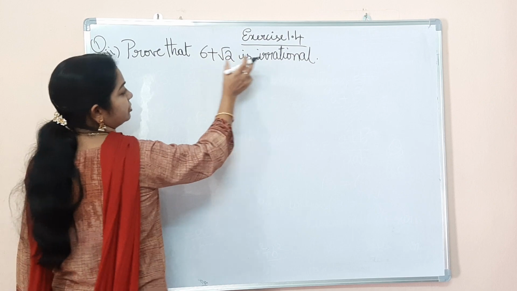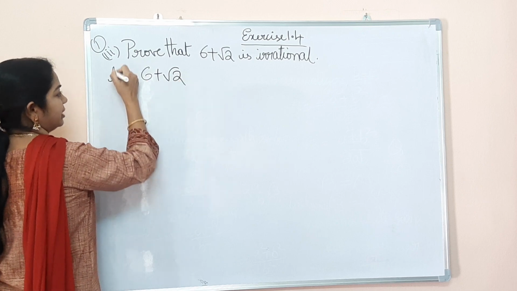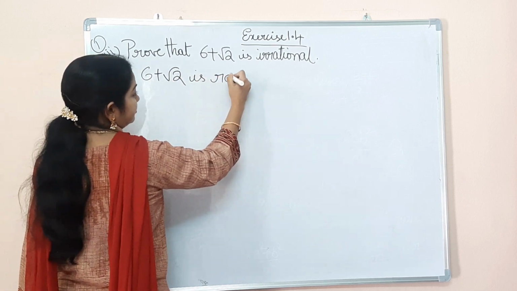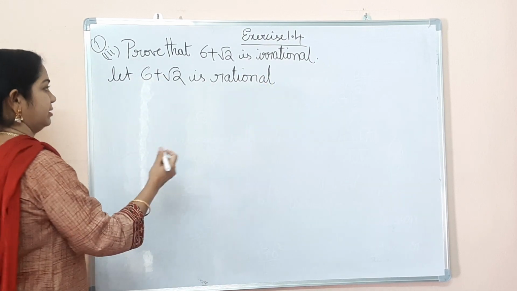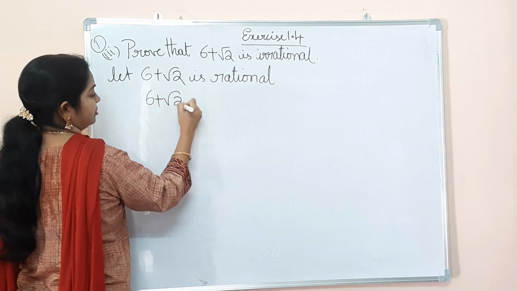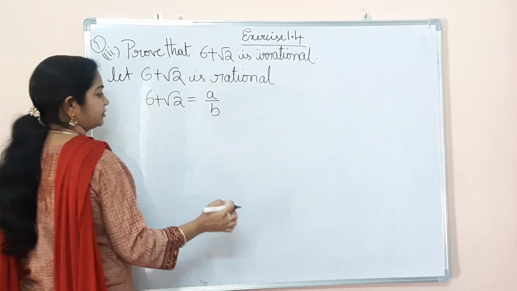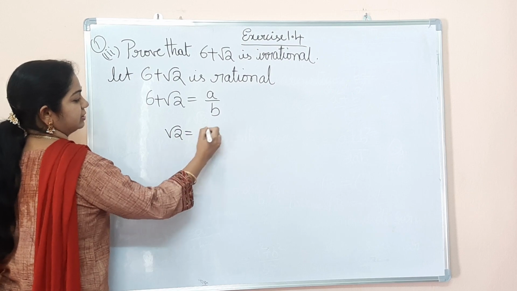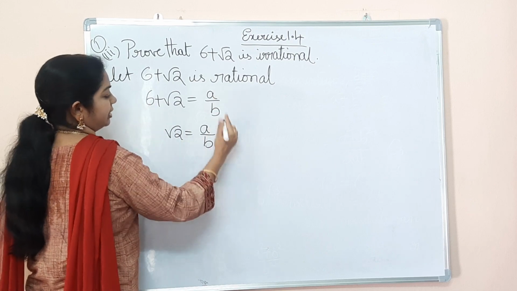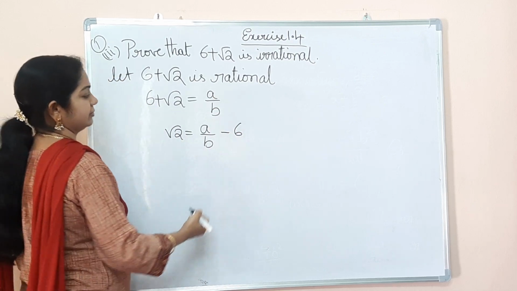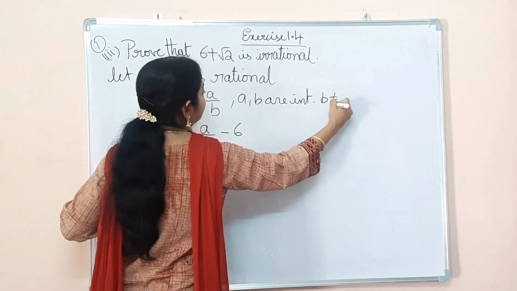Prove that 6 plus root 2 is irrational. What do we have to start with? The contrary, that 6 plus root 2 is rational. That means 6 plus root 2 is equal to a by b, or p by q, something. a, b are integers, b not equal to 0. Now if I suppose root 2 is equal to this, a by b or p by q, anything you can take, 6 I'll send to the other side, it becomes minus 6. a, b are integers, b not equal to 0.